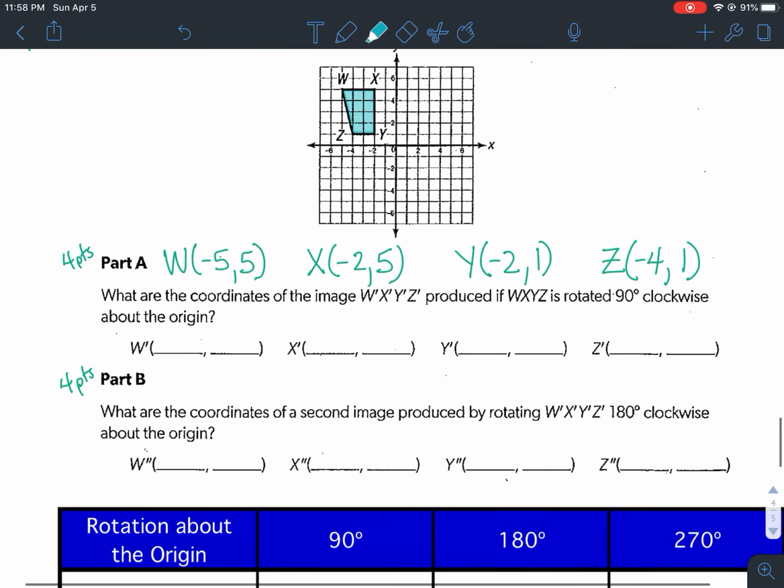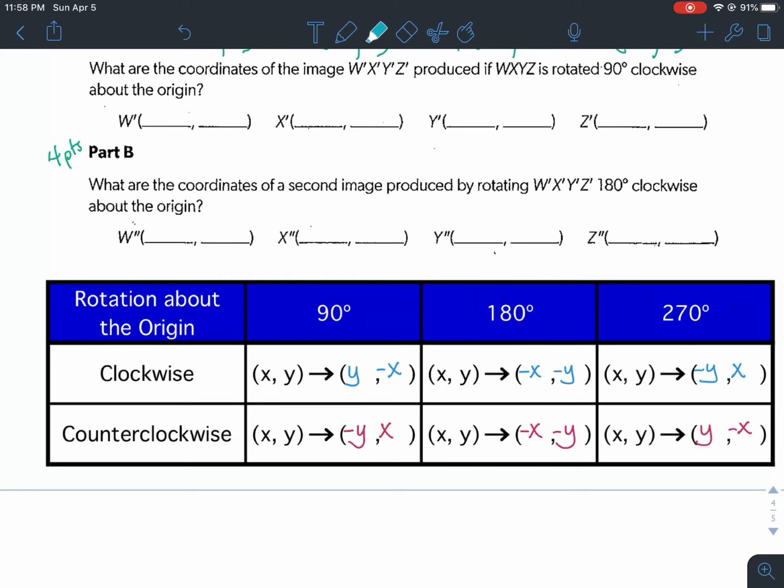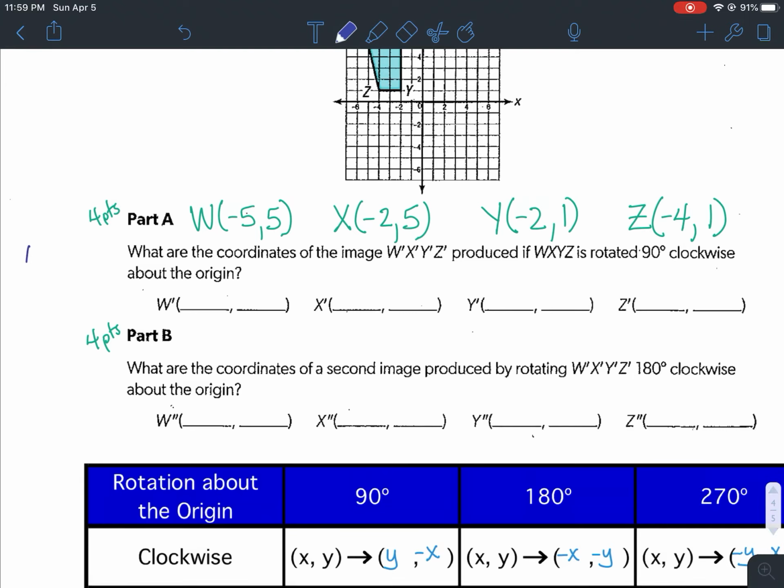For part A, it says, what are the coordinates of the image W prime, X prime, Y prime, Z prime produced if WXYZ is rotated 90 degrees clockwise about the origin? I copied and pasted this chart so we could easily find 90 degrees clockwise. Here's clockwise, and here is 90 degrees. So it looks like (y, negative x). 90 degrees clockwise is (y, negative x). So over here, let's write (y, negative x). We're going to keep the y coordinate the same and take the opposite of the x coordinate.